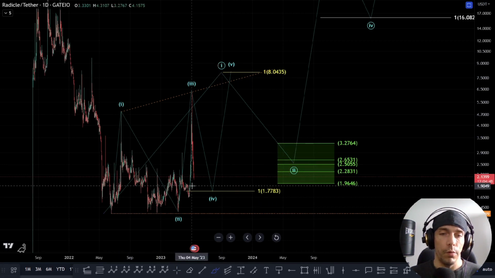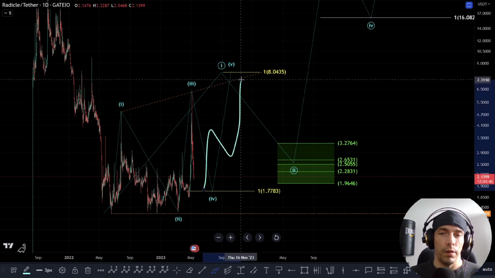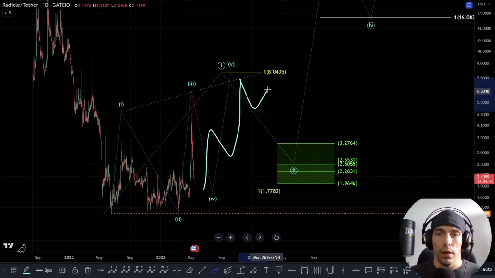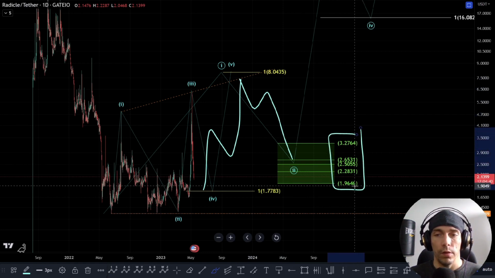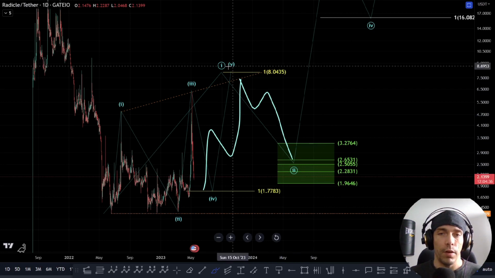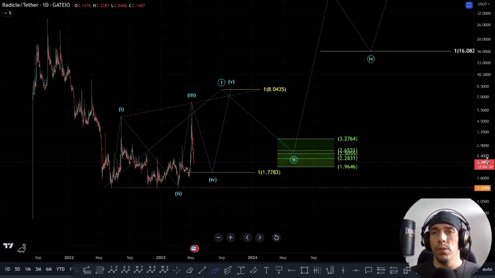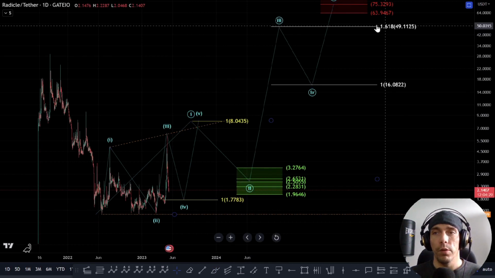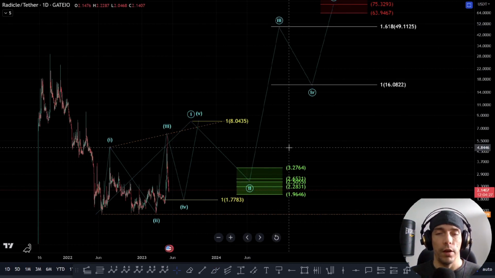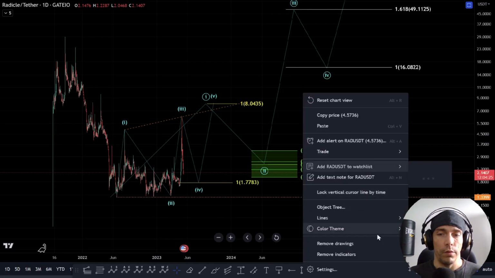So what we'd want to see here, if we do get another push to the upside in three waves, is we'd want to see another three-wave move to the downside, actually looking to maintain this zone of this $1.96 to this $3.27. So that would be our key zone of support here. So this would be the bullish case, where we'd actually then look to potentially form a wave 3 to the upside afterwards, looking for this 49.11 as a third wave target.